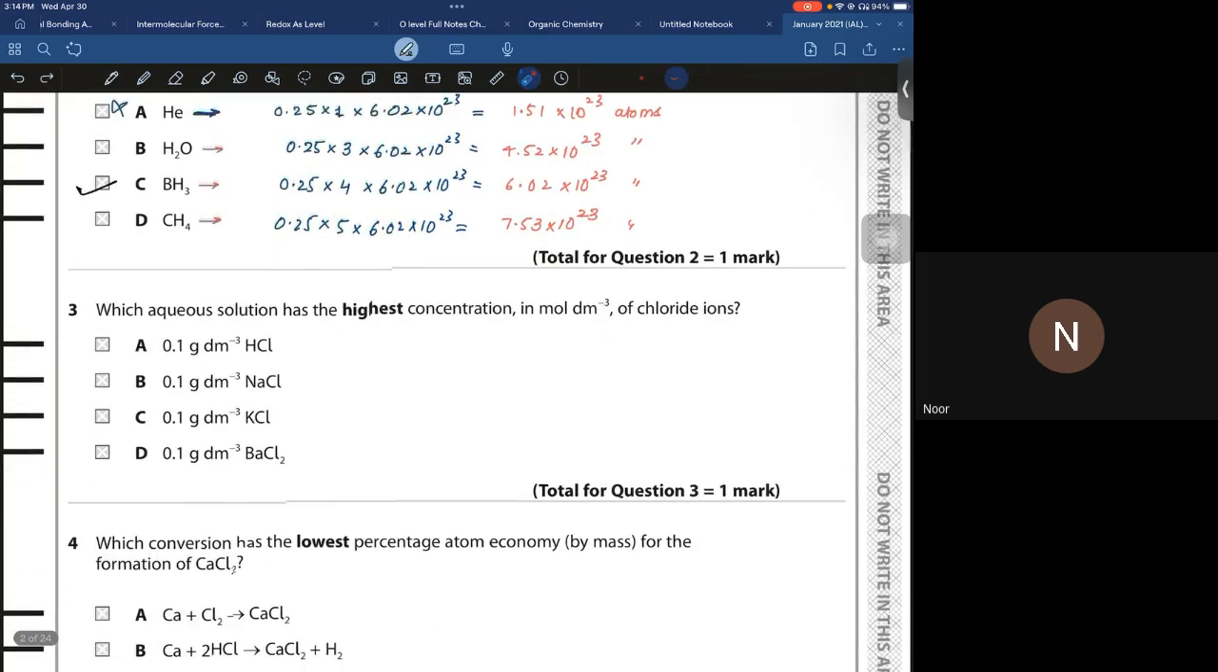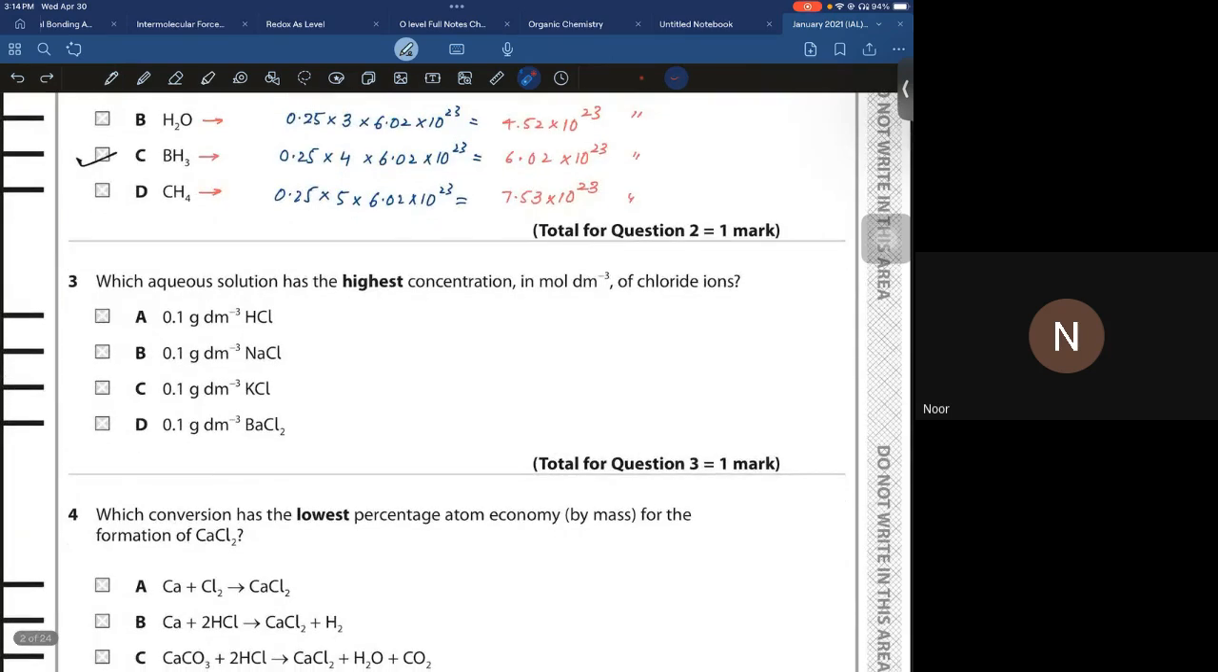Which aqueous solution has the highest concentration in mole per dm cube of chloride ions? Highest concentration of chloride ion. So what they have given you is the mass. So 0.1 over the molecular mass of HCl, that is 36.5. And in this, 0.1 divided by the molecular mass of NaCl, that is 58.5. In C, 0.1 divided by the molecular mass of KCl.